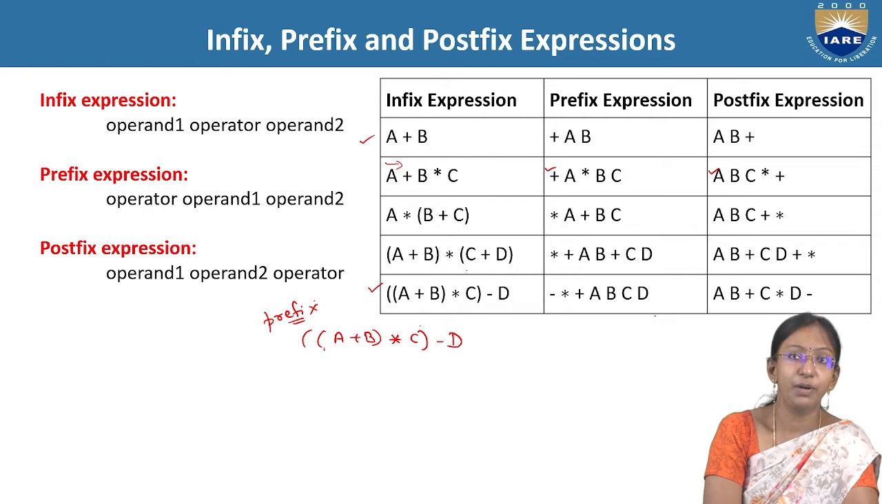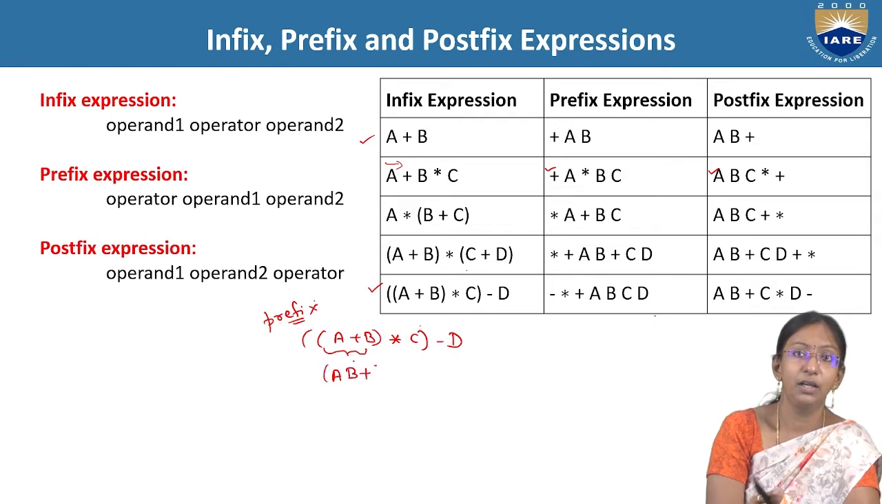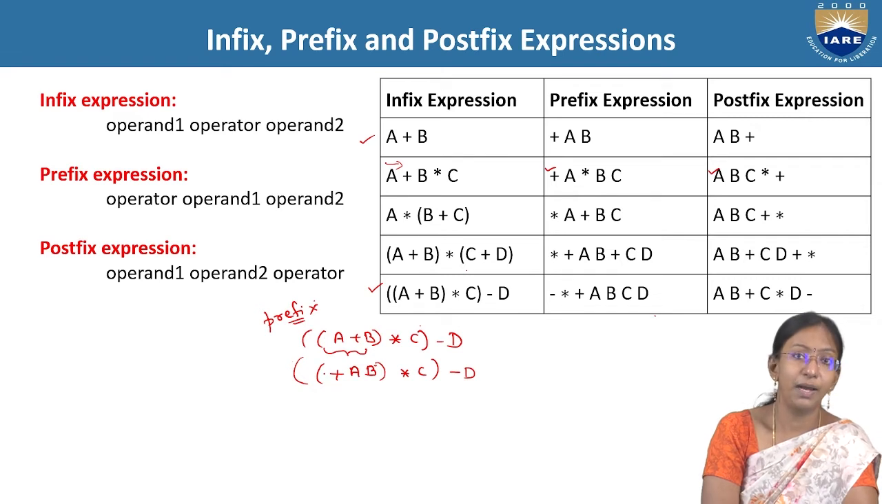The innermost bracket always has the highest priority. So A, B plus will be converted, as we are doing prefix. Operator must come first. So plus AB, star C, minus D. Now, if you keenly look into this one, the outer brackets get the next priority, right?